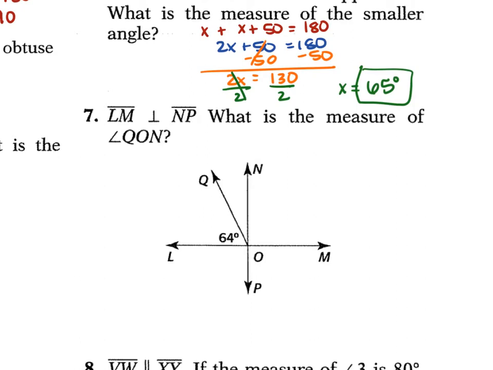For 7, it says the line LM is perpendicular to line NP. What is the measure of the angle QON? So QON is this other part here. They are perpendicular, which means they form a 90-degree angle. So the only thing we have to do is 90 minus 64. That would be turning into a 10. This turns into an 8. So that's 26 degrees.